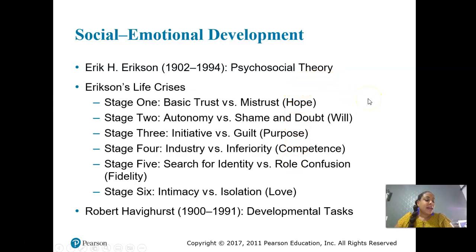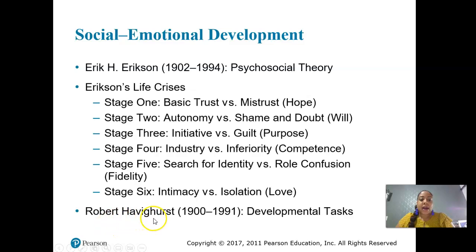And then in stage 6, we have intimacy versus isolation. That's age 20 through 34. And this is when our romantic relationships are very kind of central in our lives. And so we're figuring out what intimacy looks like for us versus isolation, what that looks like for us.